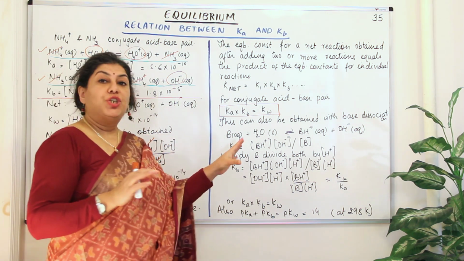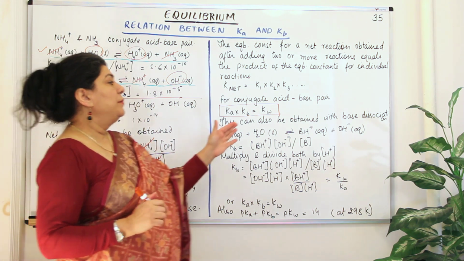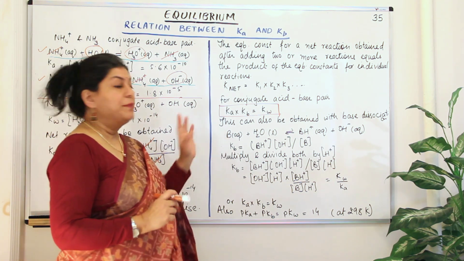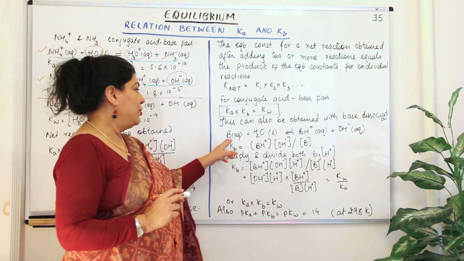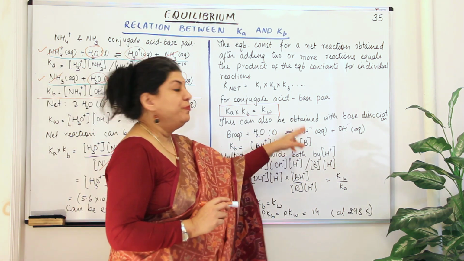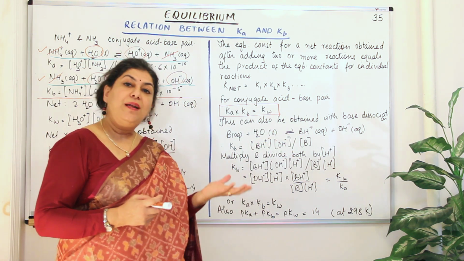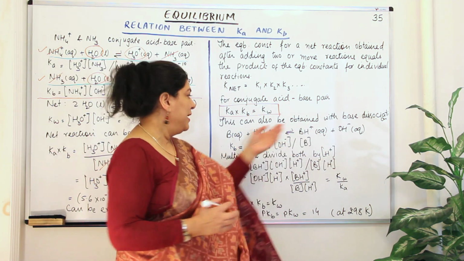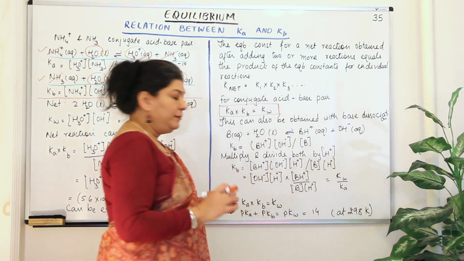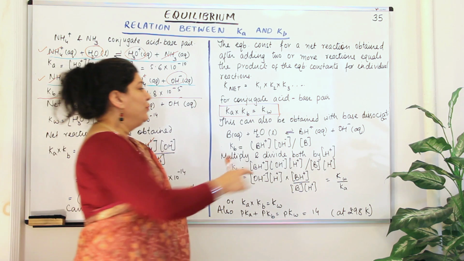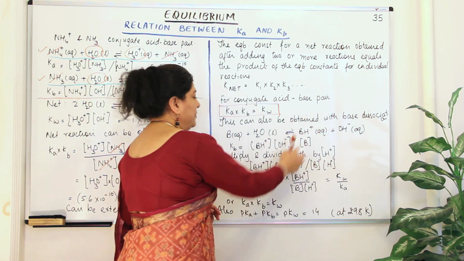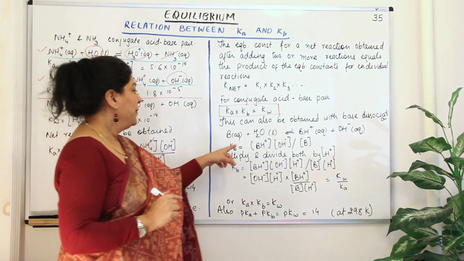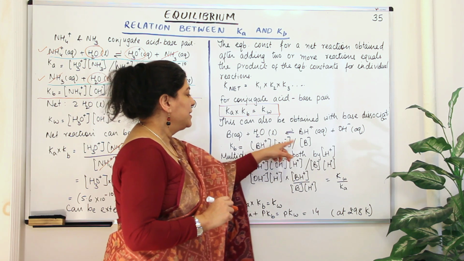This particular relationship can also be obtained from the base dissociation reaction. For example, B is a base, and an aqueous solution of the base in water results in the formation of BH positive. We know a base is something that accepts a proton. So from water it accepts a proton to form BH positive, and what is left of the water molecule is OH negative. If you write down the Kb value for this, you would get BH positive into OH negative divided by B, and water is a liquid, therefore its value is 1 and we ignore it. So Kb is BH positive into OH negative upon B.